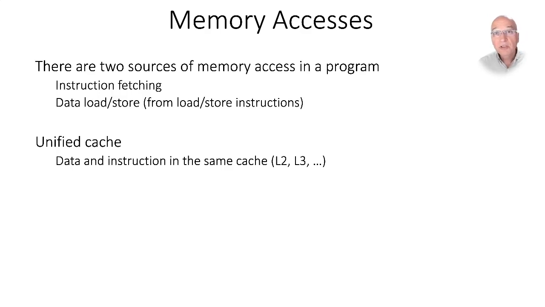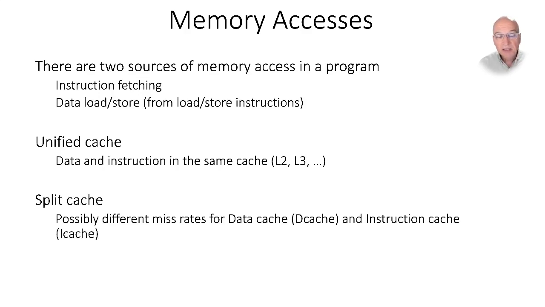If I have a unified cache, then the data and the instructions are in the same cache. That is common for the lower levels of cache, L2, L3, etc. If I have a split cache, I can have different miss rates for the data cache and for the instruction cache. And the split cache happens in pretty much all architectures only at the highest level of the cache.